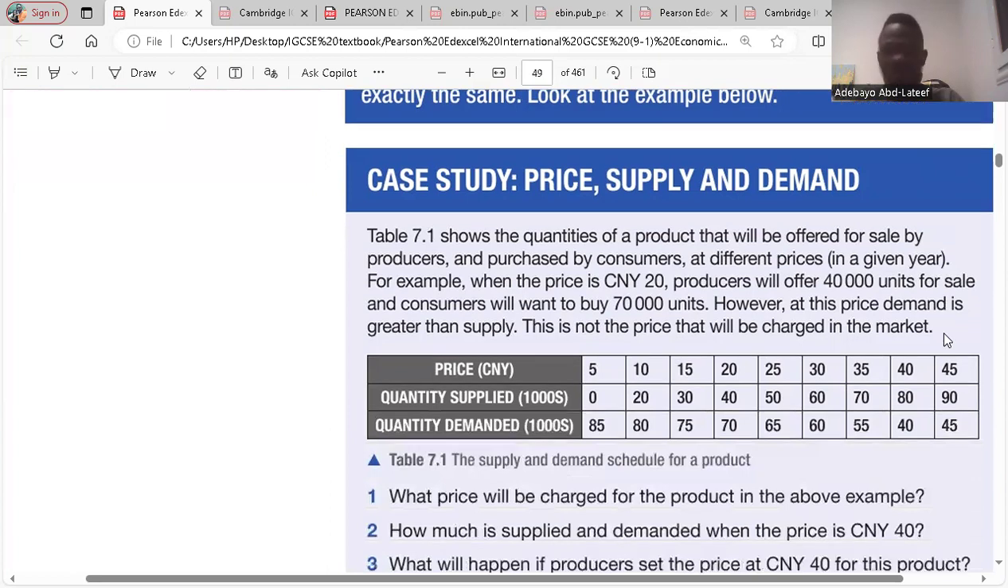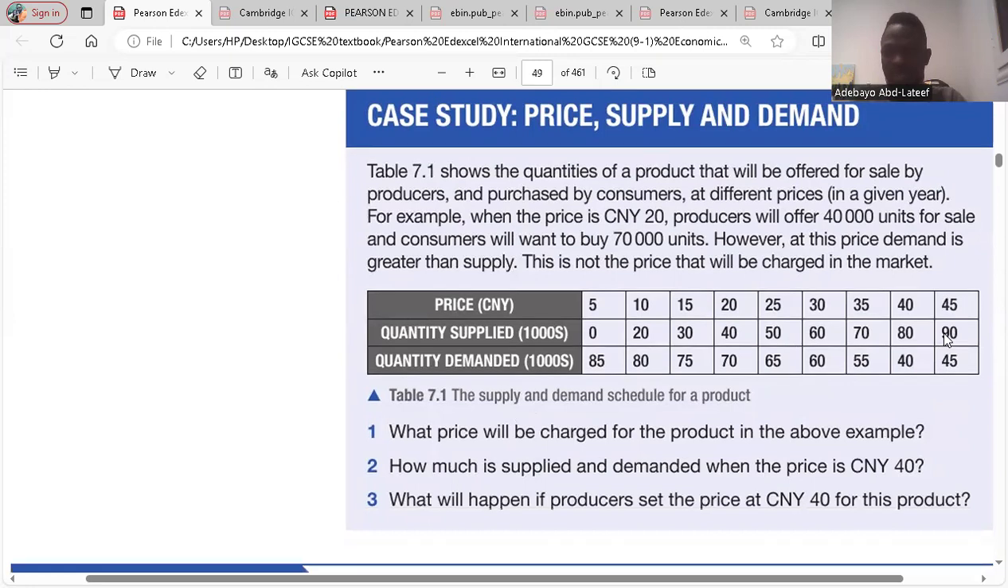So we have the case study now. Table 7.1 shows the quantities of a product that will be offered for sale by producers and purchased by consumers at different prices in a given year. For example, when the price is CNY 20, producers will offer 40,000 units for sale and consumers will want to buy 70,000 units. However, at this price, demand is greater than supply. This is not the price that will be charged in the market.